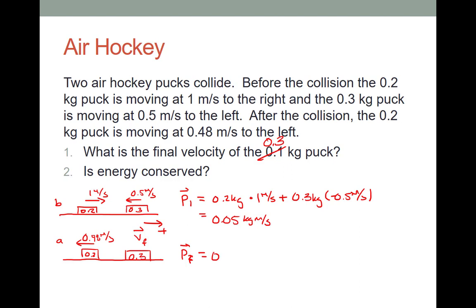Afterwards, again, I have two pieces. I have the piece associated with the 0.2 kilogram puck. Notice that its velocity here is negative because it's moving to the left after the collision. And then the momentum of the 0.3 kilogram puck as well. Multiplying the first term together results in negative 0.096 kilogram meters per second plus 0.3 kilograms times V final.